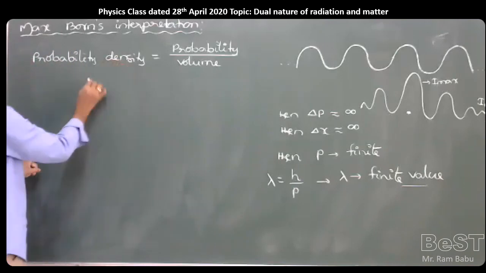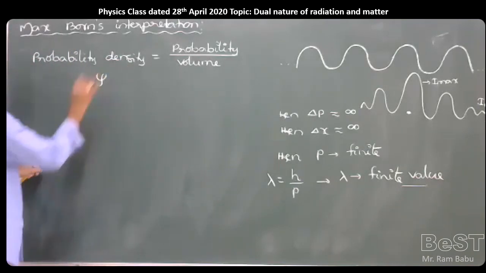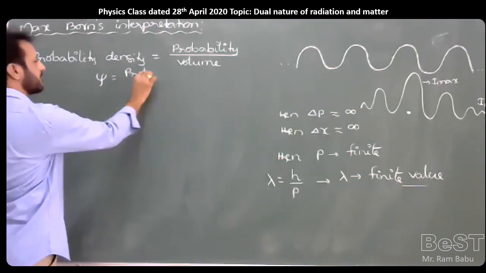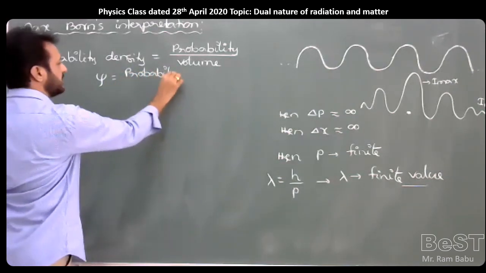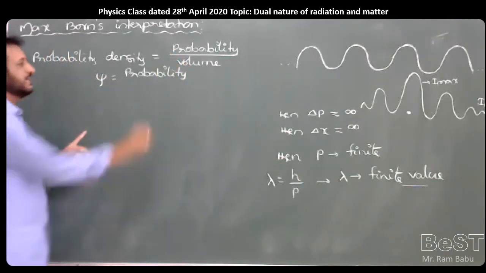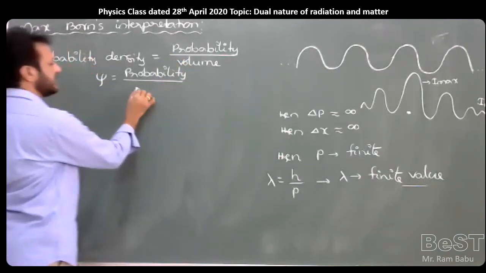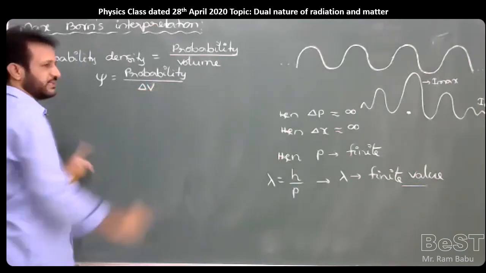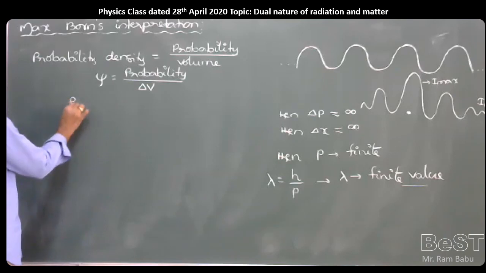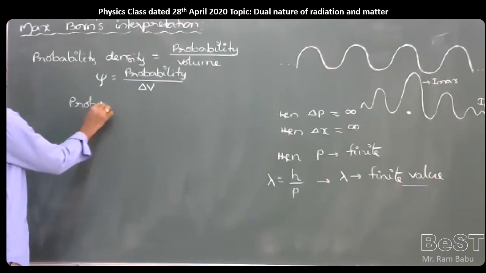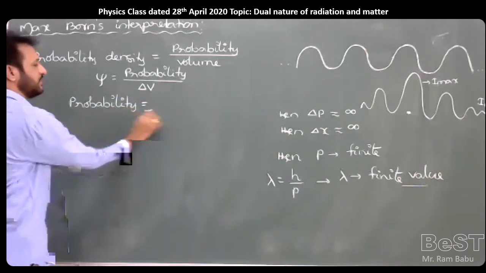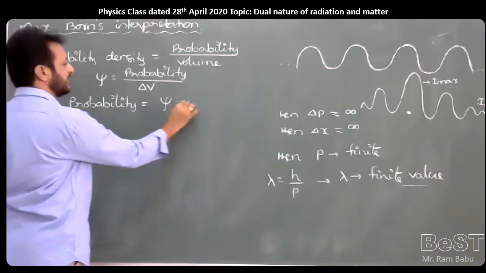So we can represent this value with the symbol psi, which is equal to probability divided by volume. Probability is not a physical quantity, that's why we are using probability density. Volume is equal to delta V, I'll write. So take delta V to the left side, then the probability of finding the particle in open space at a particular point is equal to psi into delta V, you should write.